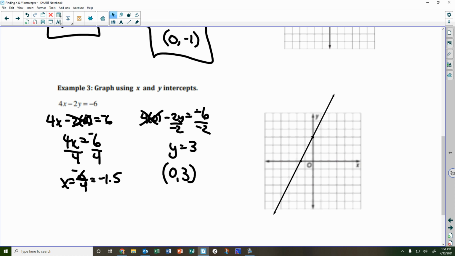So that is the notes on graphing X and Y intercepts. And tomorrow we'll actually get a homework assignment on that. So hope you found this useful and to get some good practice on.